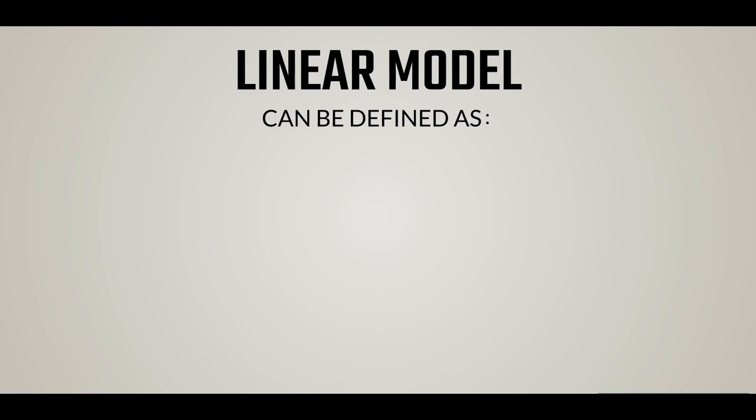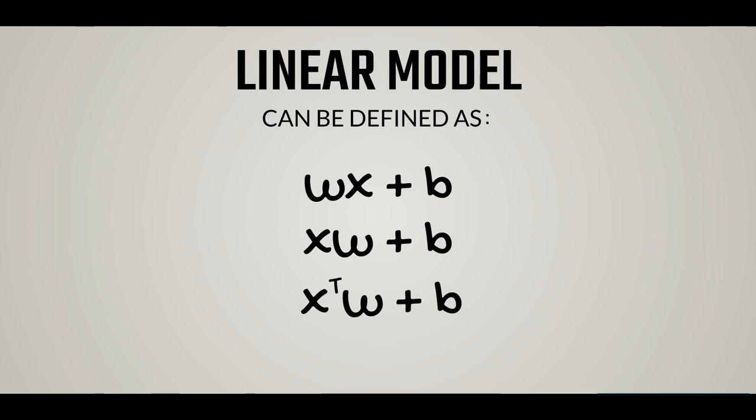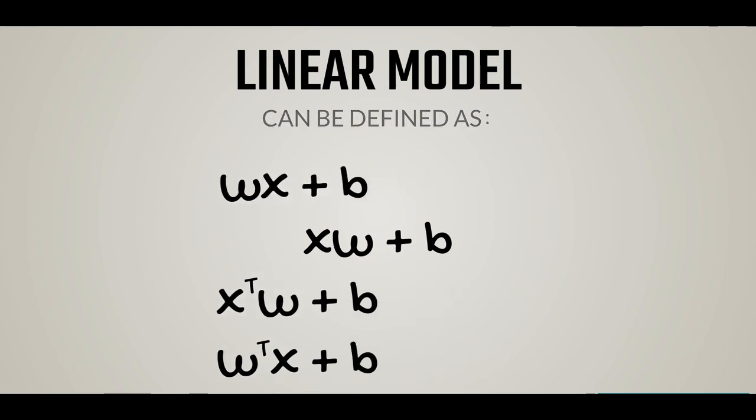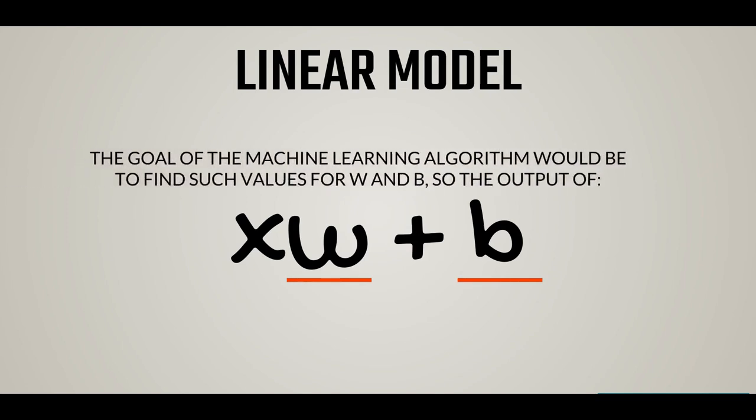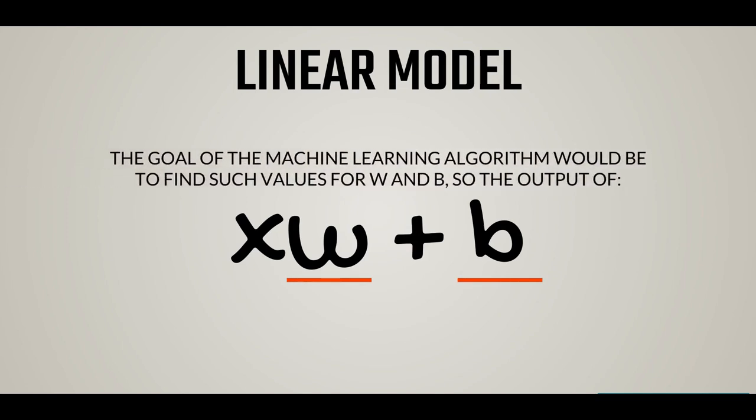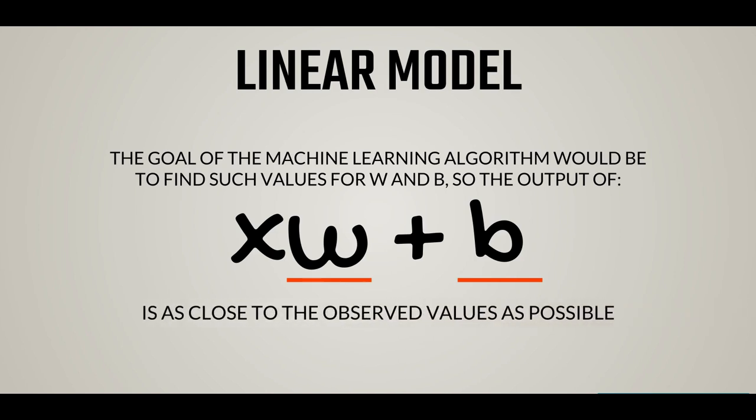There are many ways to define the linear model. W times x, x times w, x transpose times w, or w transpose times x. It doesn't matter. We will keep the linear model simple and represent it in the following way: x times w plus b. The goal of the machine learning algorithm would be to find such values for w and b so the output of x times w plus b is as close to the observed values as possible.